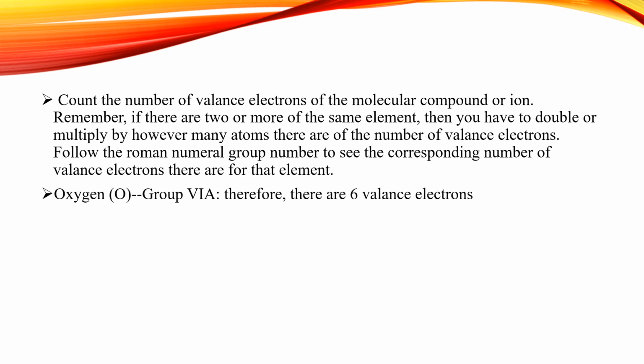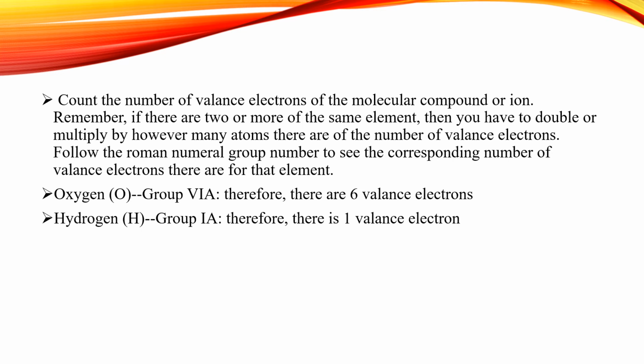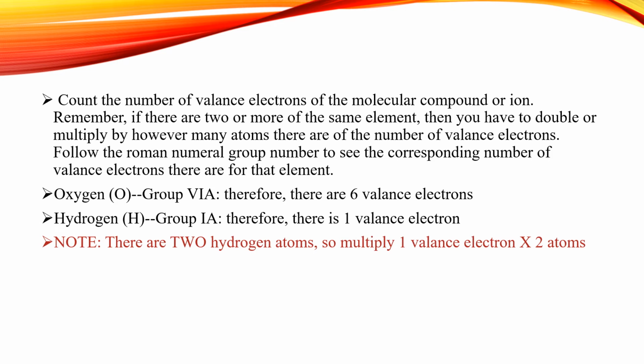Like oxygen, there are 6 valence electrons. Oxygen એની પાસે કેટલા valence electron છે? 6. Hydrogen એની પાસે કેટલા valence electron છે? 1. But you have to remember this thing: there are 2 hydrogen atoms, so multiply 1 valence electron by 2. So there are 2 atoms, right? So for the total number, I give you the example of H2O. H2O માં O કેટલા હોય? 1 હોય.